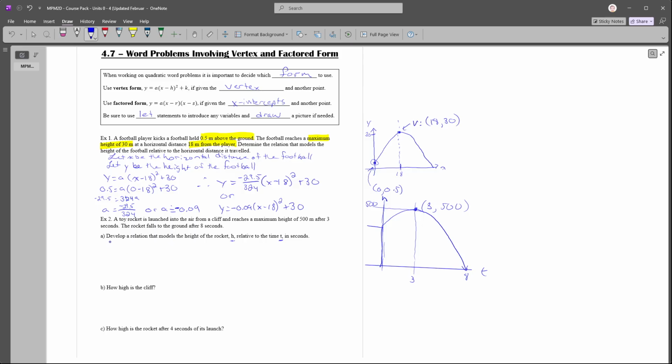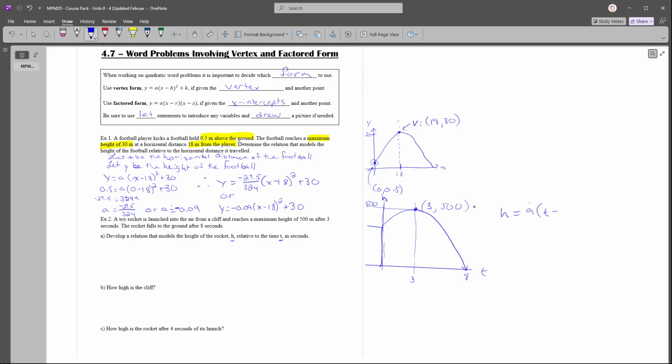So let's rewrite our equation. That means there's no x's and y's, there's h's and t's now. So h, which used to be our y, this is going to get confusing for a second, is equal to our a times our x, which is now our t, minus our h term. We can't use h anymore. This is where things get confusing. So we have to use what we know.